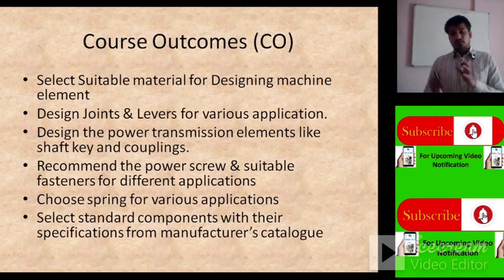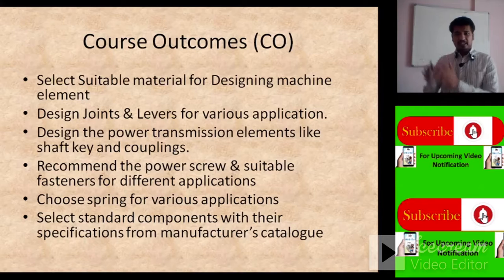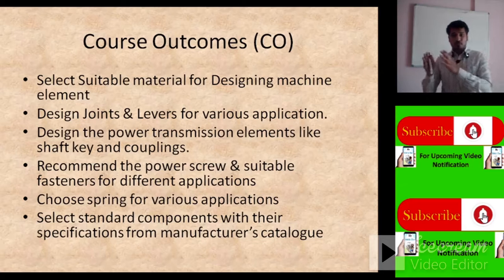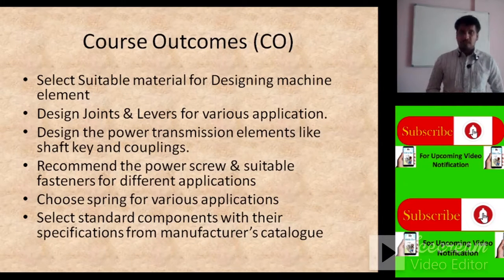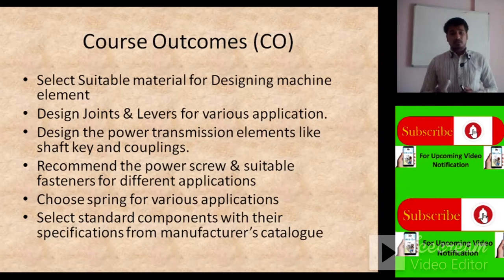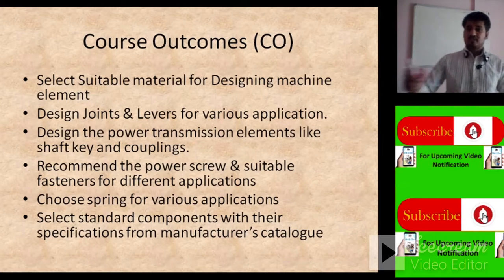When you know the specification of any catalog or how to read that catalog, after that you are able to select some specification or some component specification from that manufacturer's catalog. Otherwise it is not possible to select the different properties of material which are in the manufacturer's catalog. And this is an important course outcome here, that you are able to select the different specifications from the manufacturer's catalog.